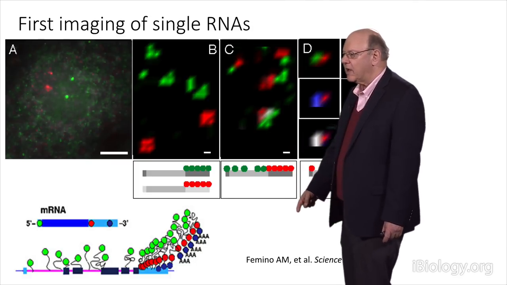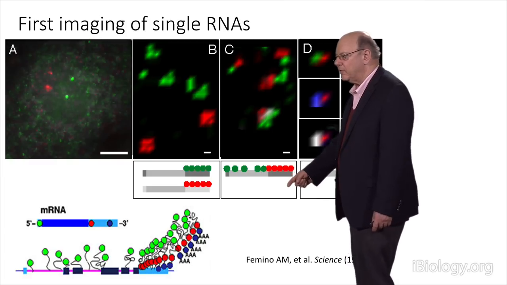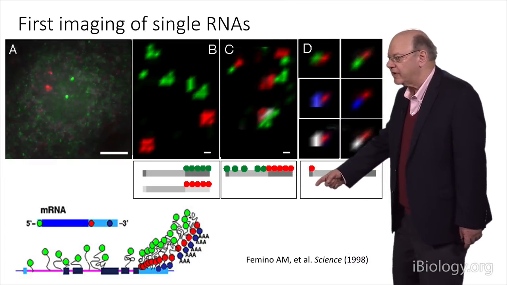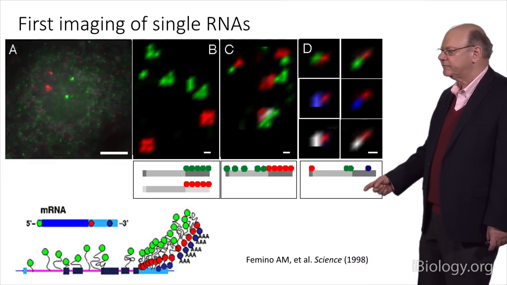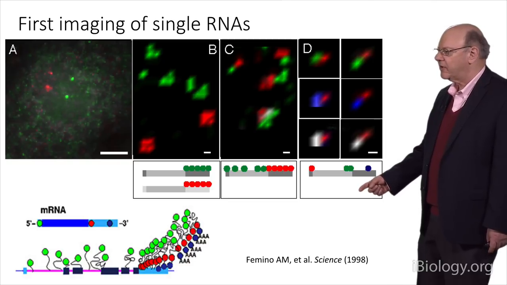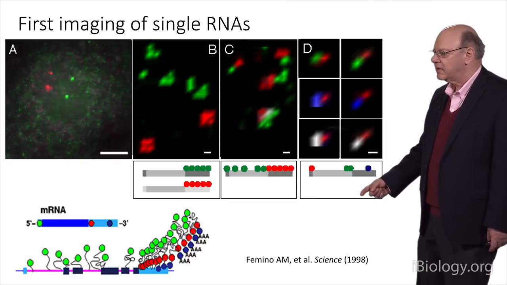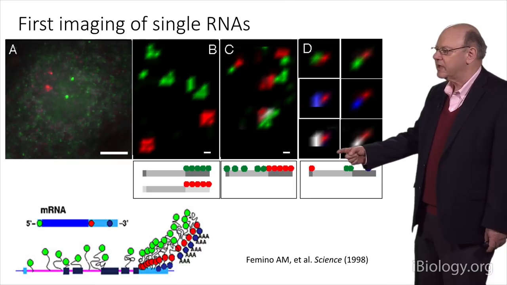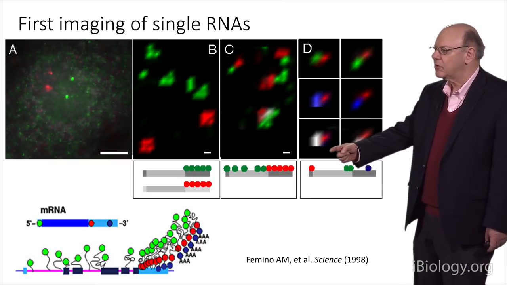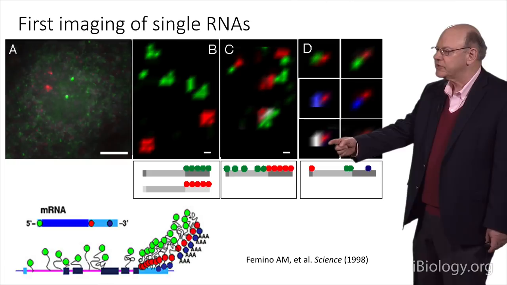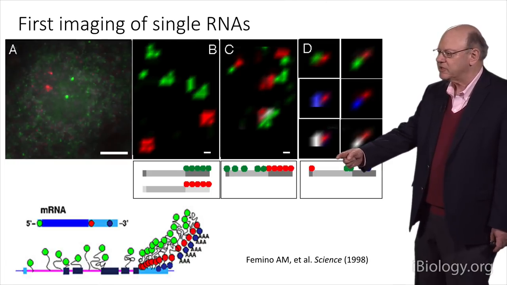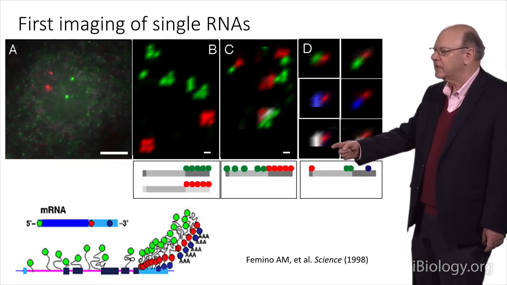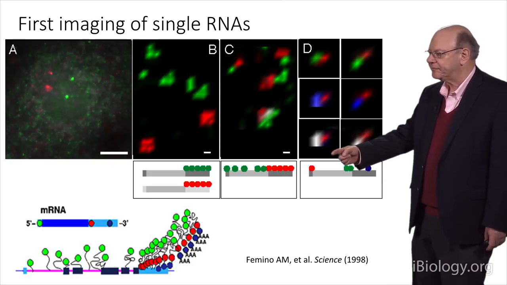And in fact, you could put on now a third color, a blue color, and the blue color is here at the very 3' end of the RNA, so in the untranslated region. And it's only 300 nucleotides away from the green, and you can see the green and the blue actually co-localize and give you white. But the red still sticks out because it's a kilobase away. And so you're resolving essentially here 1 kilobase distance of RNA.